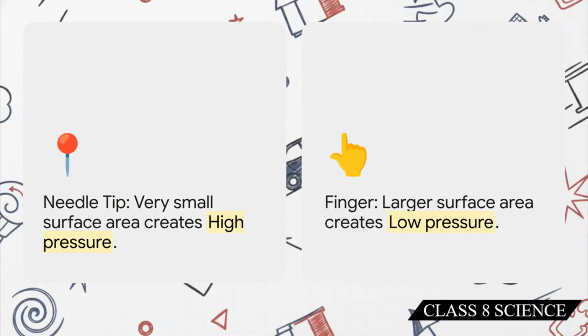First up is what I like to call the pressure puzzle. Why is it easier to pierce a balloon with a tiny needle than with your finger? Well, it all comes down to surface area. A needle tip has a very, very small surface area, so even if you apply just a little bit of force, it creates extremely high pressure.